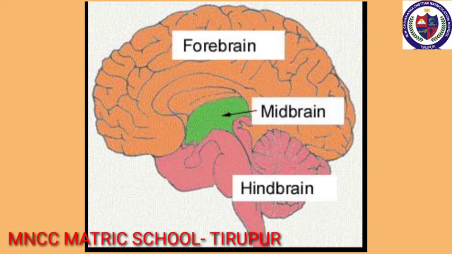Cerebellum: maintenance of posture and balance, coordinate voluntary muscle activity. Pons and medulla: role in sleep-awake cycle, cardiovascular, respiratory and digestive control centers.